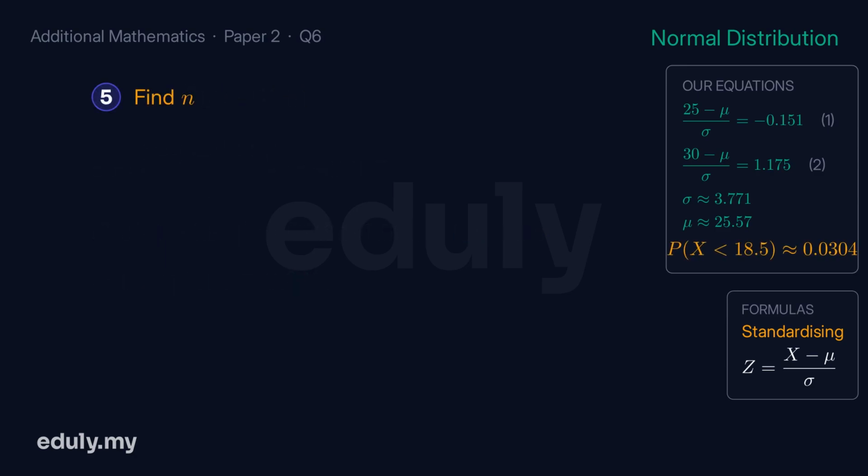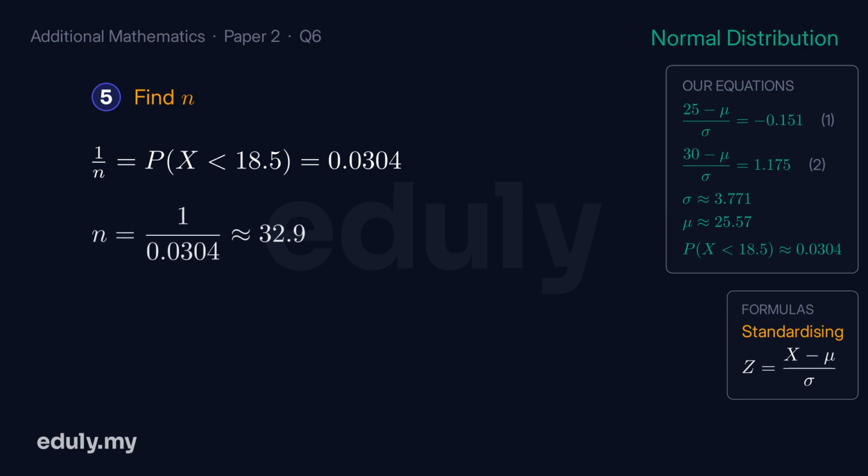Step 5. Finally get n. 1 out of n workers is underweight, so 1 over n is exactly that probability, 0.0304. Flip it over, and n is about 32.9. Since n counts whole workers, we round to the nearest whole number, so n is 33.